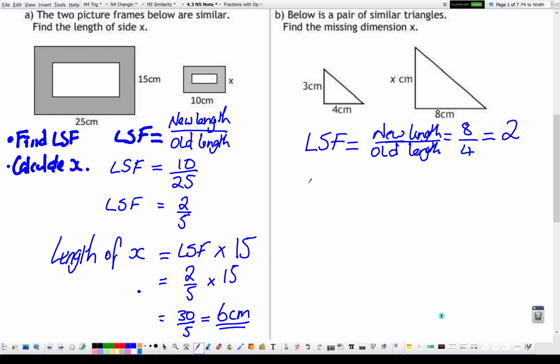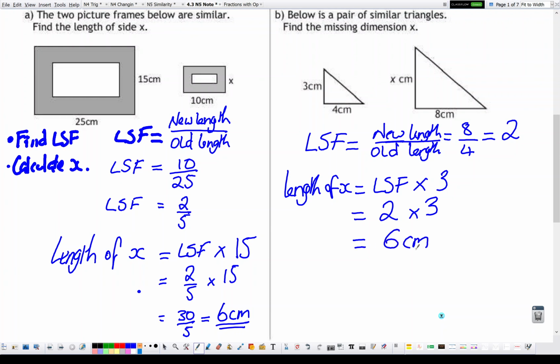So therefore, to get the length of x, it's going to be the length scale factor multiplied by the corresponding side to x, which is 3. So that's going to be 2 times 3, nice and easy this time. So again, the answer is 6 centimetres.